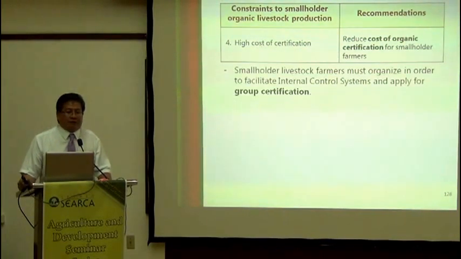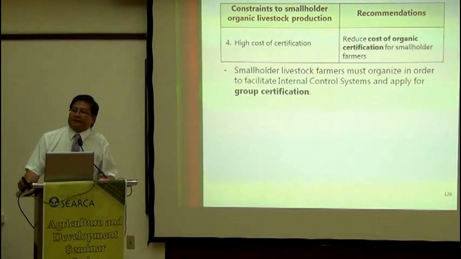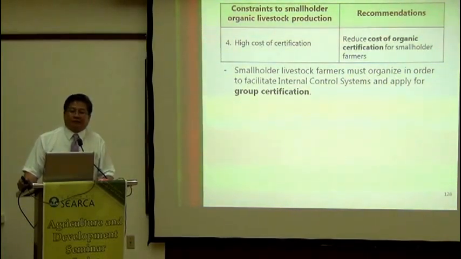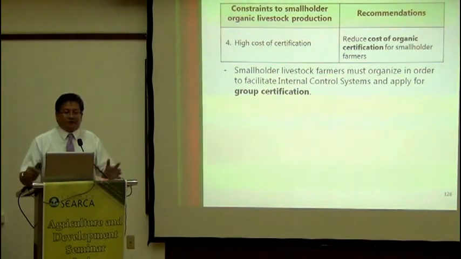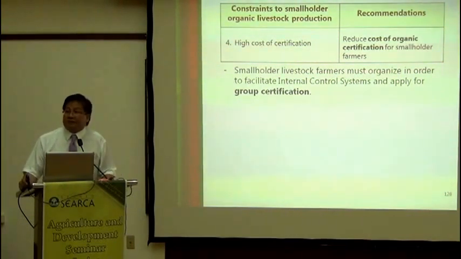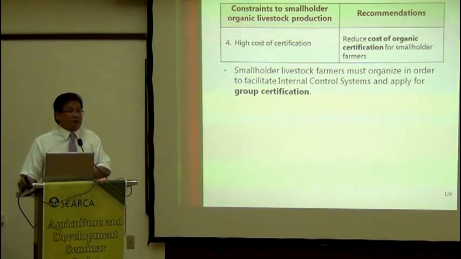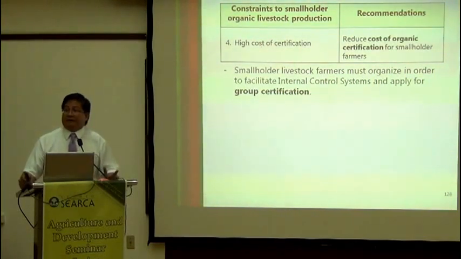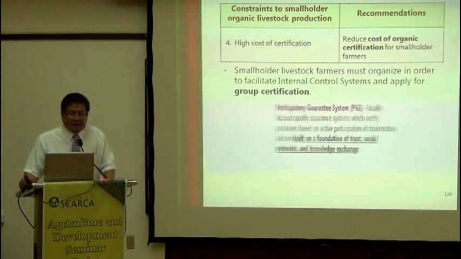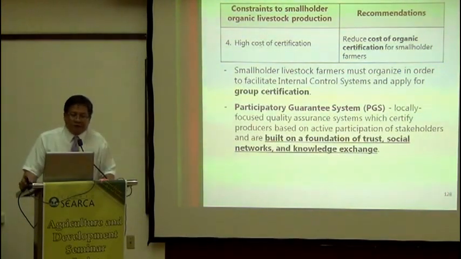The obvious alternative would be to apply for group certification. In other words, we have to organize the smallholder farmers and apply for group certification, so that you facilitate what is known as the ICS or the internal control systems, because it will turn out to be cheaper in the long run. Pag madami kayo.